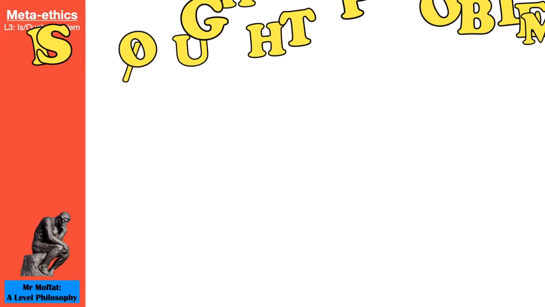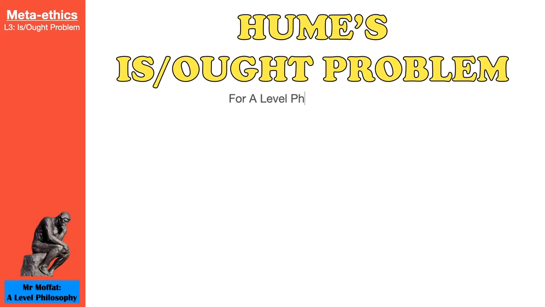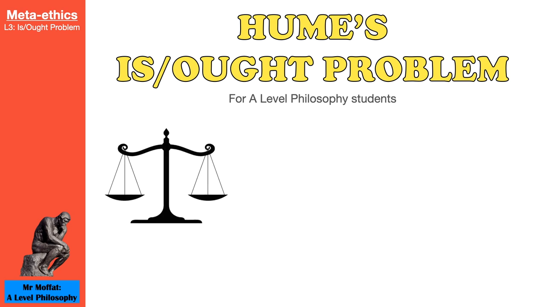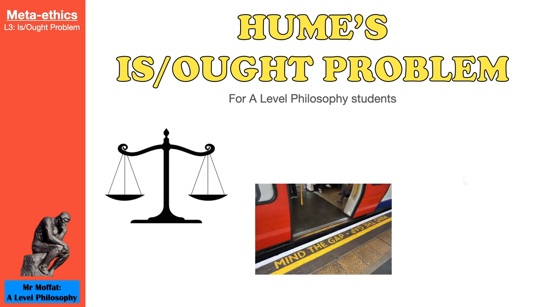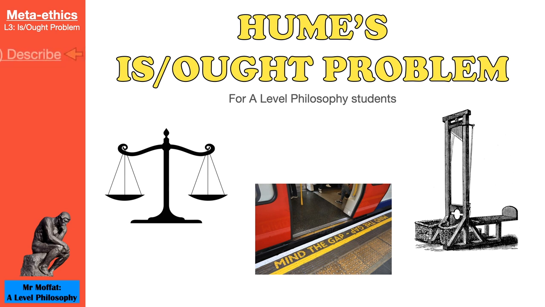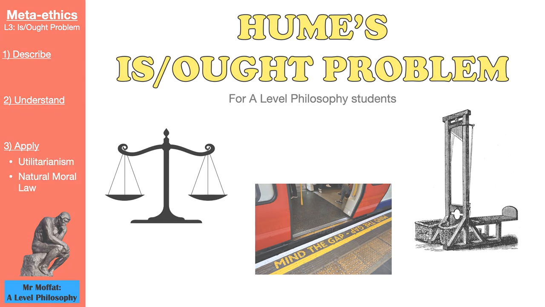This is a video tutorial for A-level philosophy students exploring David Hume's is-ought problem, also called Hume's law, gap, or guillotine. By the end of this lesson, we'll be able to describe, understand, and apply the problem with specific examples for how it impacts utilitarianism and natural moral law.